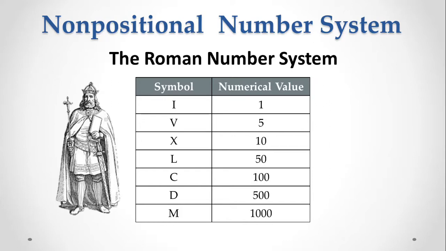Roman symbol L is equivalent to 15 in decimal. Roman symbol C is equivalent to 100 in decimal. Roman symbol D is equivalent to 500 in decimal. And Roman symbol M is equivalent to 1000 in decimal. The relative location of the symbol in the number system is not significant in determining the total quantity. The only situation where the position is important is when the symbol has a subtractive property.